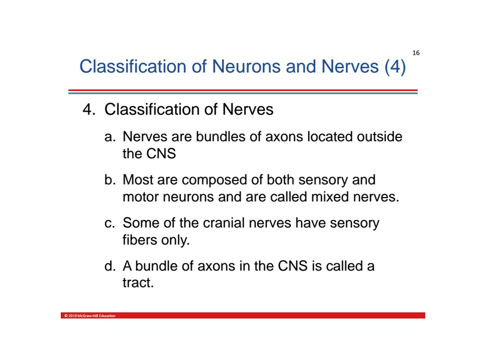As I mentioned earlier, you can classify neurons. Nerves are, again, bundles of axons located outside the CNS. In fact, most are composed of both sensory and motor neurons, and these are called mixed nerves. But you have some that are just sensory nerves, with only sensory axons within them. Others, occasionally, are nerves consisting of only motor axons, and those would be considered motor nerves. Some of the cranial nerves have sensory fibers only.